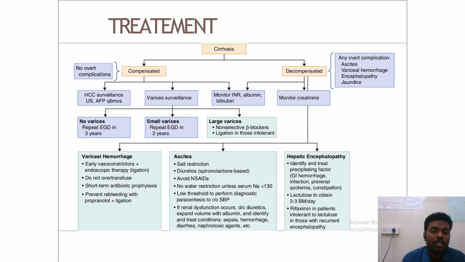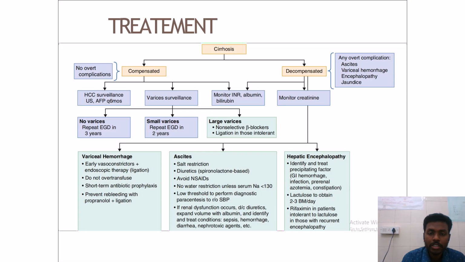You have to look for anything, and recheck whether the varices are present or not. If there are small varices, once in 2 years you are going to recheck it. If the varices are large, then you are going to treat medically with non-selective beta blockers. An example is propranolol, and if it is bleeding, ligation can be done.